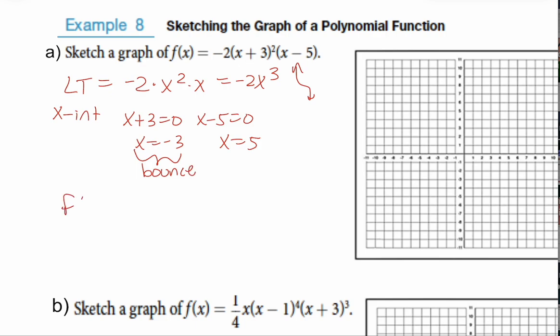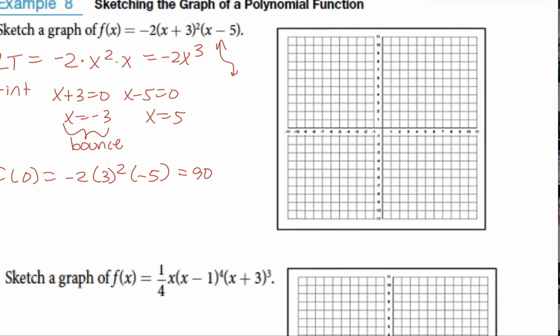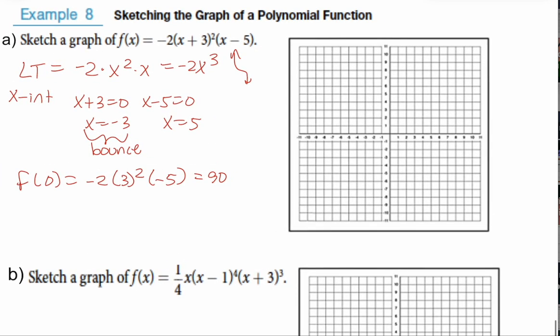We're going to find our y-intercept, and then we're going to graph it. Okay. If I plug in 0 for all the x's, I get negative 2 times 3 squared times negative 5. 3 squared is 9, times negative 2 is negative 18, times negative 5 is 90. Okay. So we're going to go over to the graph. Now for your graph paper, let's assume 9 is really counting that that's 90.